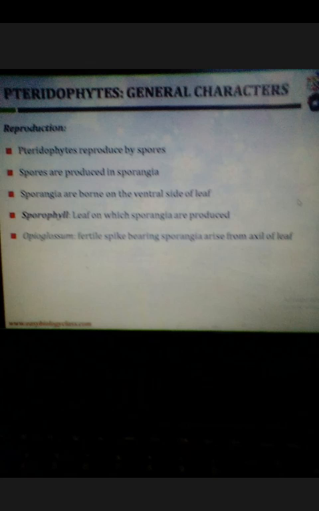Spores are produced in sporangia, and sporangia are borne on the ventral side of the leaf, and those leaves are known as sporophylls. So sporophylls are those leaves which have sporangia, and inside sporangia spores are produced. Okay, Ophioglossum has a unique feature. Fertile spike bearing sporangia arises from the axils of the leaf. Unlike others, where sporangia develop on the ventral side, here sporangia develop in the axils of the leaf.